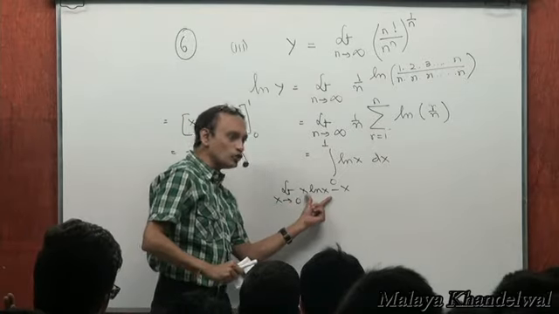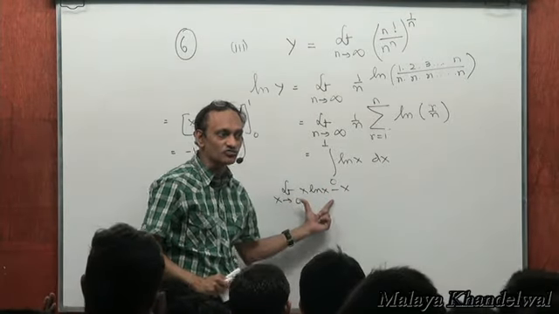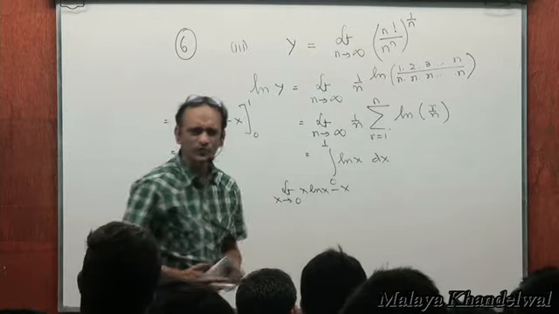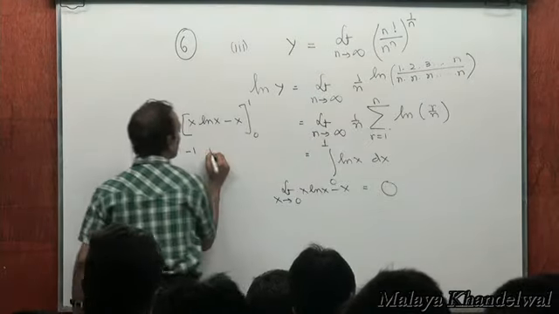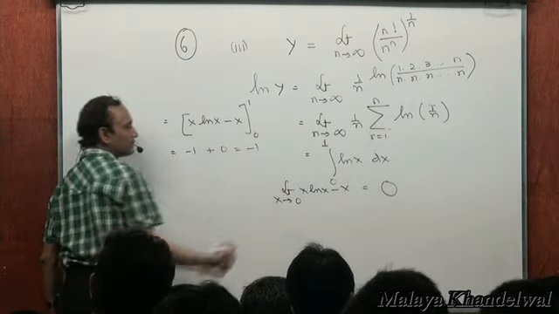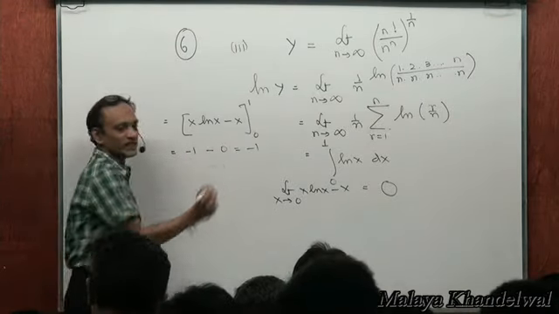This will be 0, and I have told you this limit. Limit x ln x as x tends to 0 is how much? 0. Right? We've discussed this time and again. So this is 0. So this simply becomes minus 1 plus 0. That makes it minus 1. Minus 1 minus 0 to be technically right.